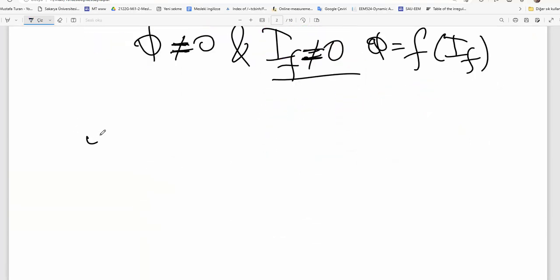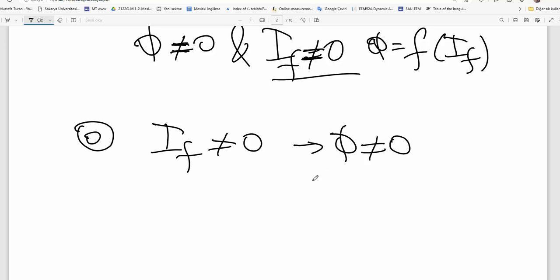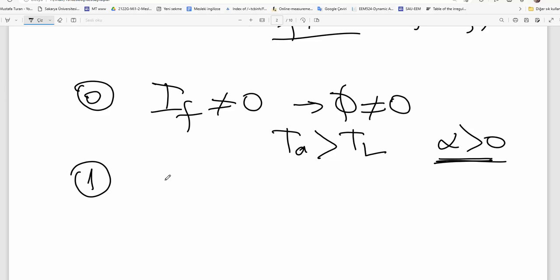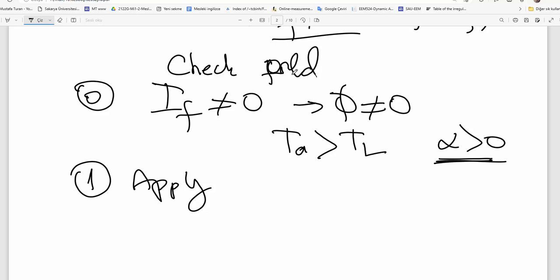So the initial condition: field current must be different than zero. Otherwise, torque cannot be produced. Torque must be larger than load torque to start up with positive acceleration. So the second condition, you should check the field and field current, then apply the starting method.